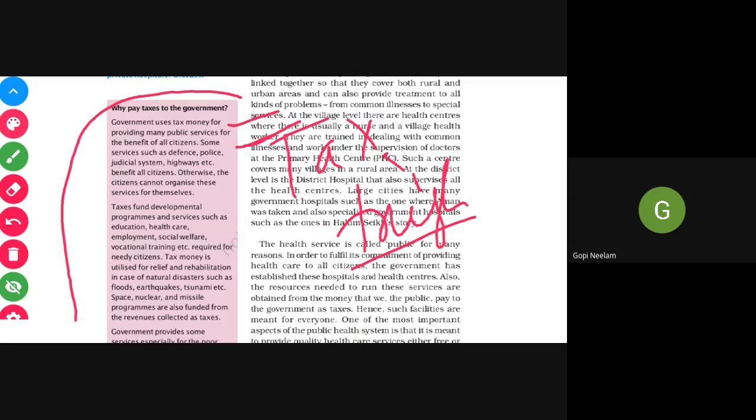Taxes fund developmental programs and services such as education, healthcare, employment, social welfare, vocational training, etc. So what is it saying? The funds collected as tax are used for developmental programs. What does it mean, developmental programs?